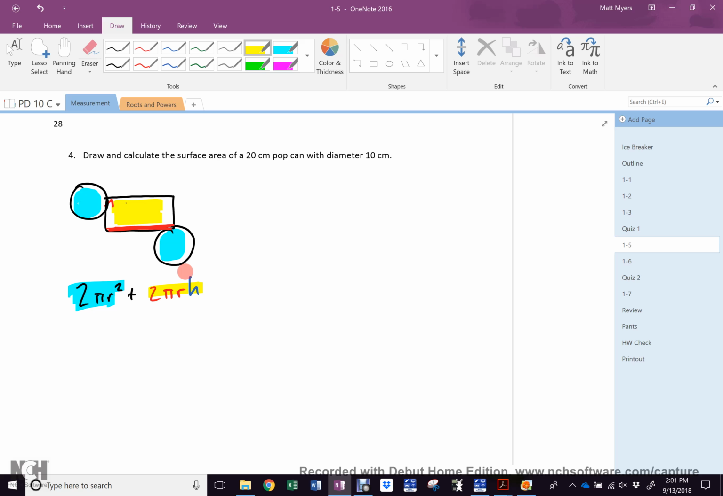Everybody cool? Now this just says it's a pop can surface area. Does a pop can have a lid? Is that lid a circle? Does a pop can have a bottom? For math class purposes, is that bottom a circle? Yes. Does a pop can have walls? So we need all parts of this, don't we? Okay, so what is it? 2 pi, what's the r? 5 squared plus 2 pi 5 times 20.